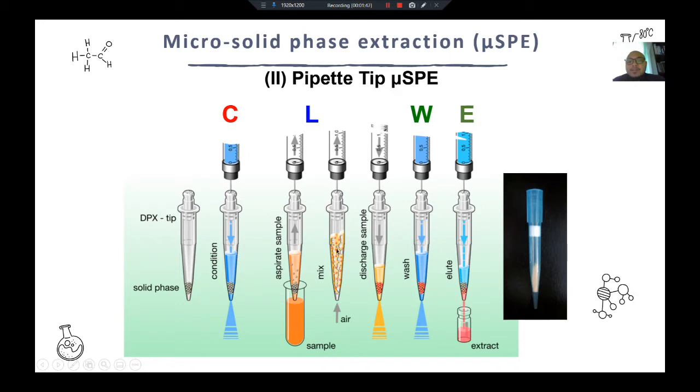After that you can discharge back. You can do this process repeatedly: aspirate, draw in air, and then discharge, to increase the absorption. The next process is to wash, using the washing solvent to remove all the impurities. And then you can do the elution using the right solvent.